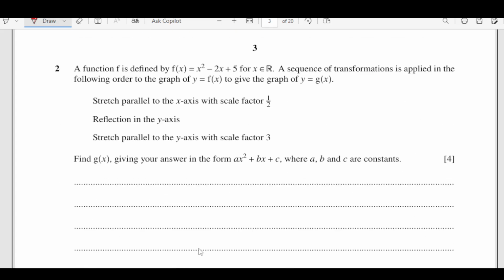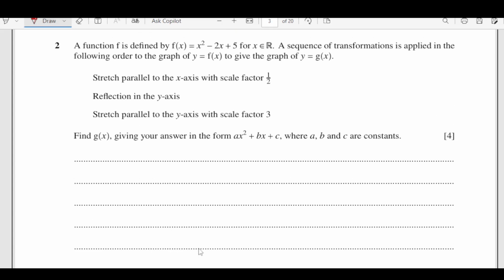Now we have question number 2 here. A function is defined by f(x) equals this, and a sequence of transformations, meaning there are many transformations, is applied on the function y equals f(x) to give y equals g(x). So we are mapping from f(x) to g(x), right? We have been given all these transformations here.